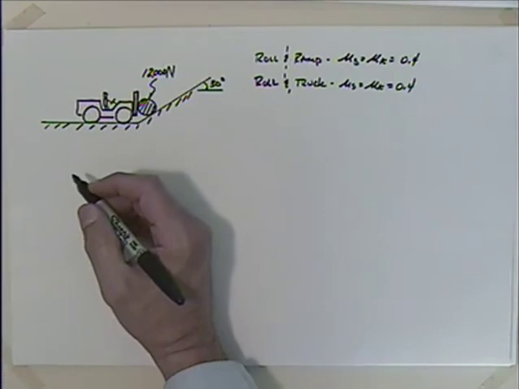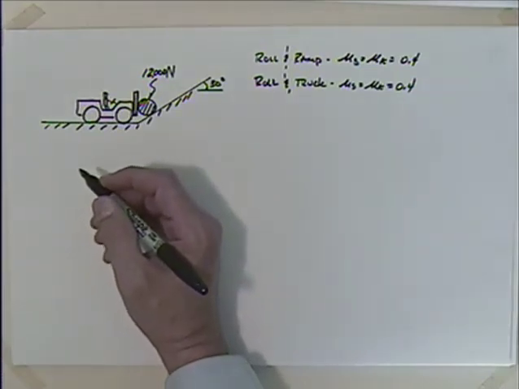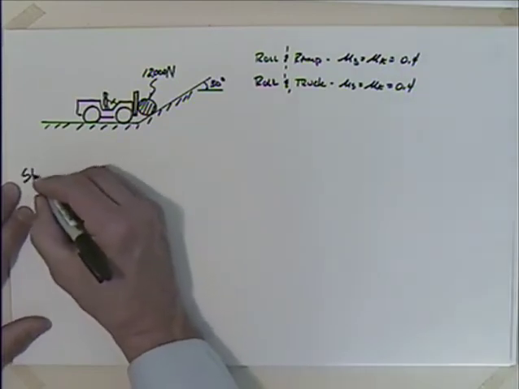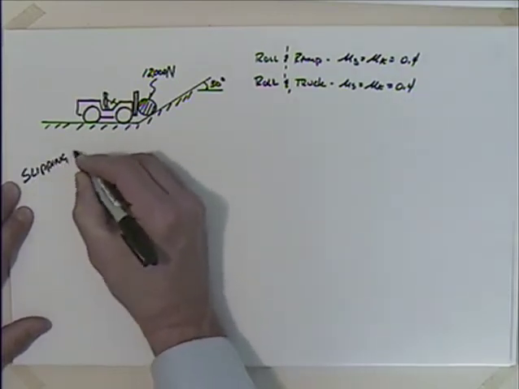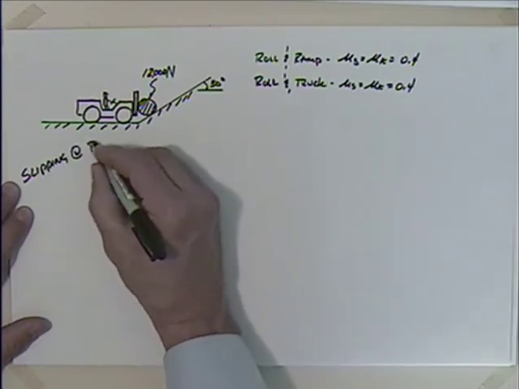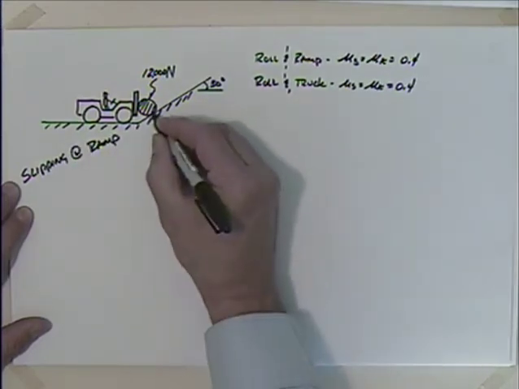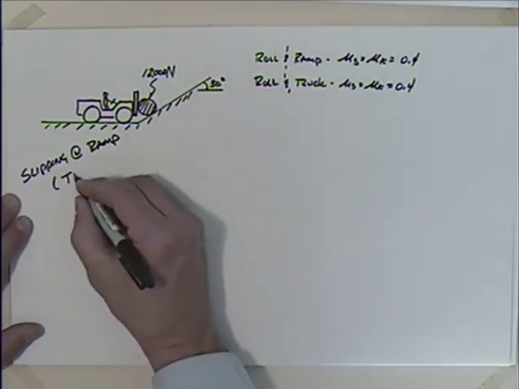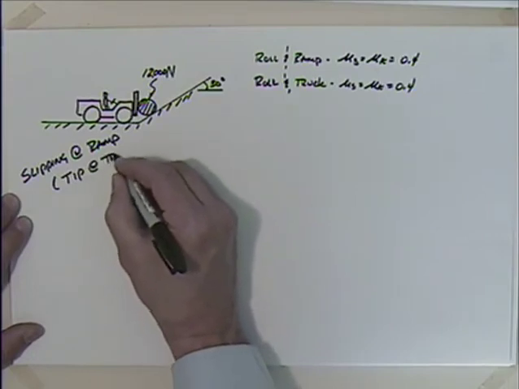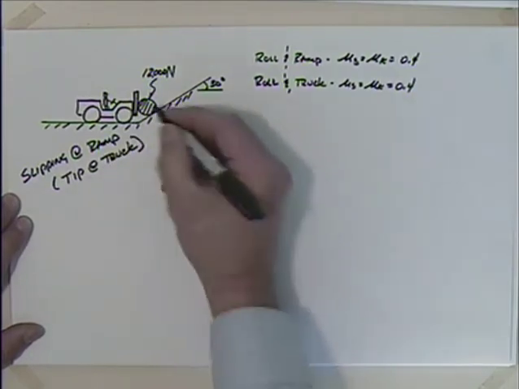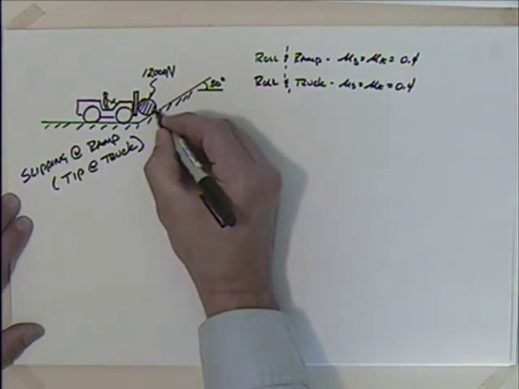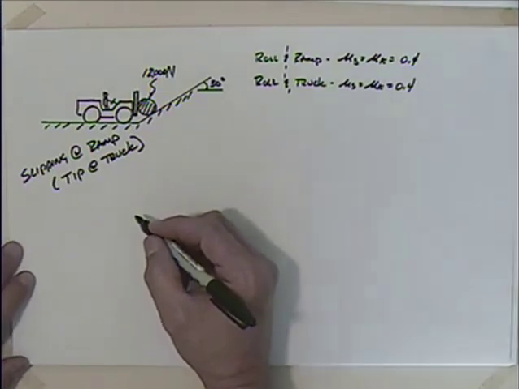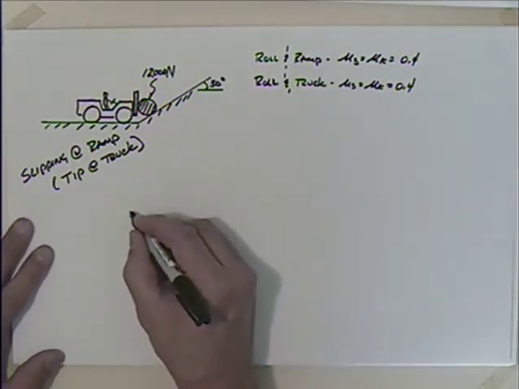So here I'm going to say that I have slipping at the floor. So I have slipping right here, which means I'm going to have essentially tipping at the truck. Okay, so you can imagine it's pivoting at this point here and kind of back rolling around there as it goes up the ramp. Okay, so let's see what that free body diagram looks like.